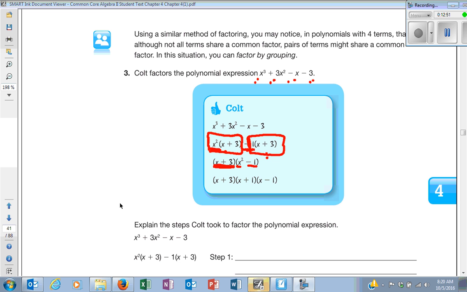Now he's not done again. Because he realizes, I can't factor this anymore, can I? But I can factor this guy. What kind of problem did that turn into? Say louder. It turned into a difference of squares.